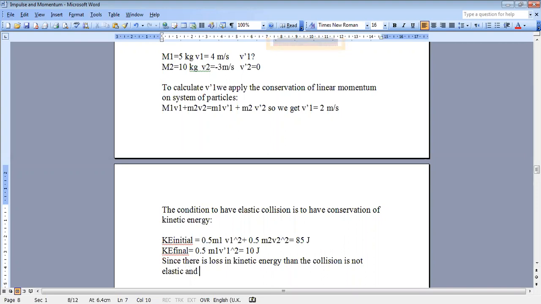And also it's not a plastic collision, since the final velocities are different.